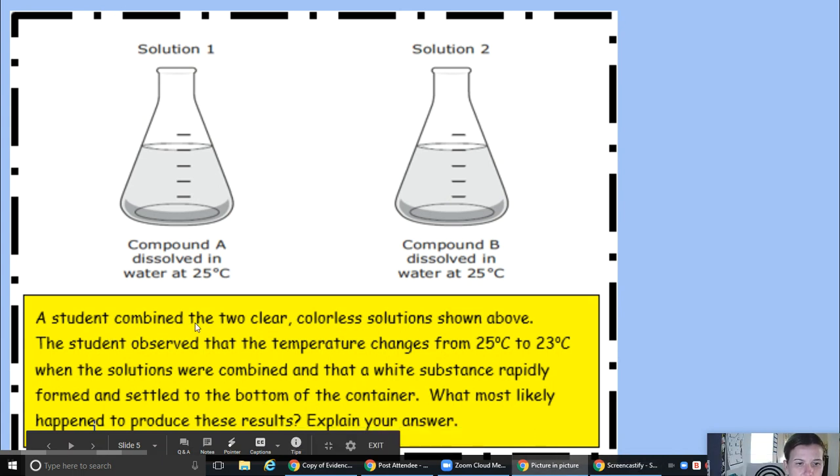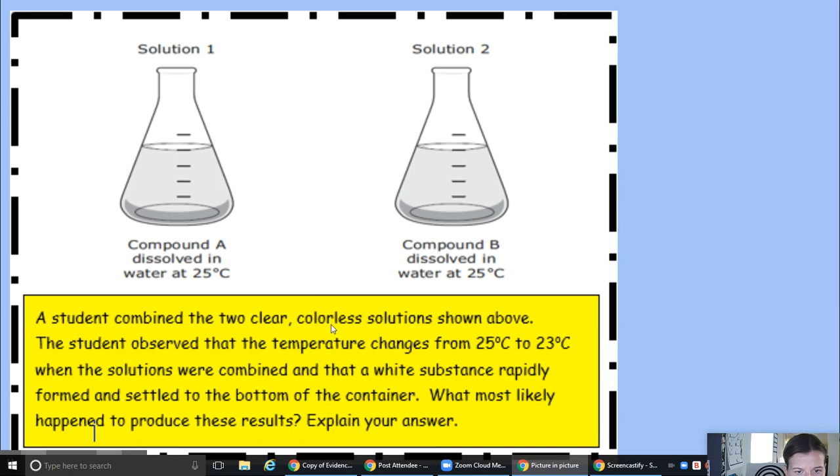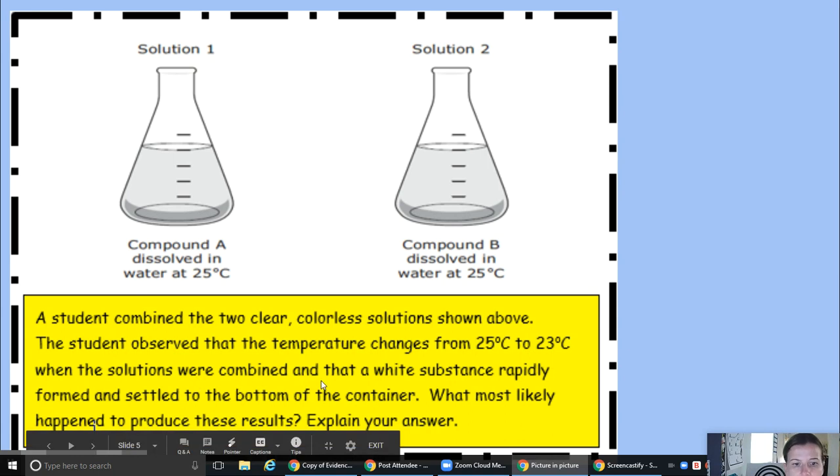A student combined the two clear, colorless solutions shown above. The student observed that the temperature changes from 25 degrees to 23 degrees Celsius when the solutions were combined, and that a white substance rapidly formed and settled to the bottom of the container. What most likely happened to produce these results? Explain your answer.